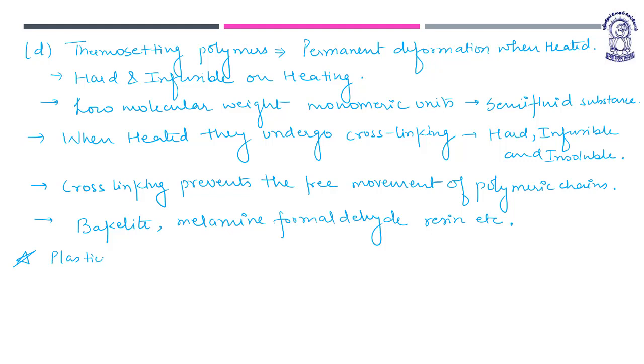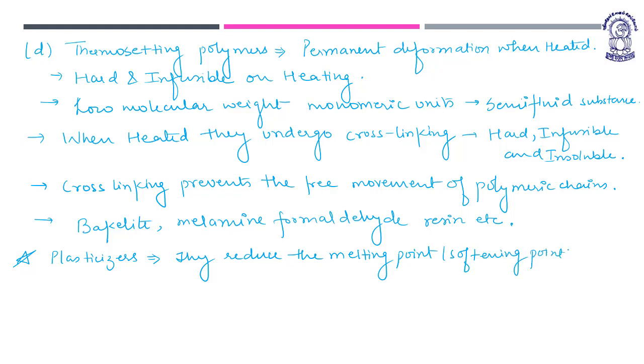There is an important term, plasticizers. Plasticizers are compounds which lower the melting point or the softening point of a polymer, but they cannot convert a thermosetter into a thermoplastic.